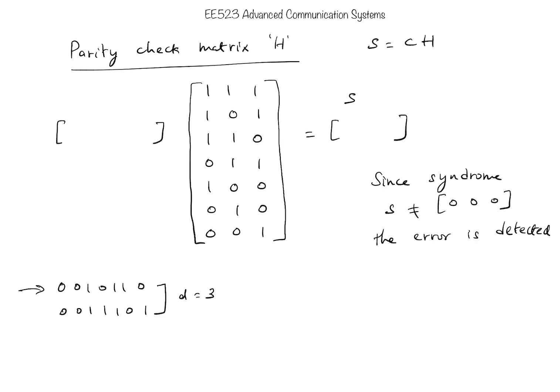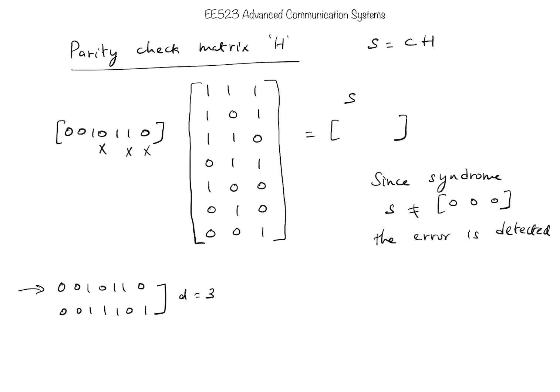Suppose that is what we transmit, 0 0 1 0 1 1 0. But suppose the channel introduces errors in the fourth position, where the 0 becomes 1, the sixth position, where the 1 becomes 0, and the seventh position, where the 0 becomes 1. So let's change these 3 bits, convert this code word into another code word, and see if these errors are detected or not.